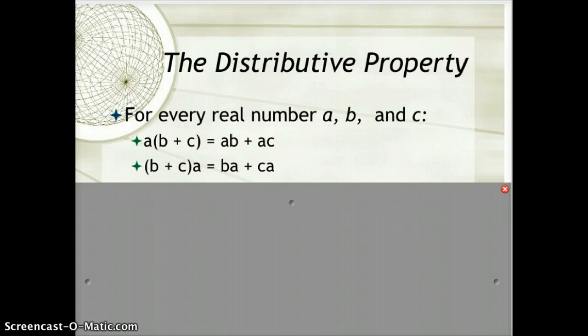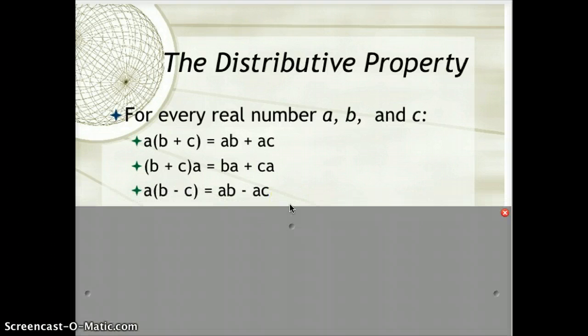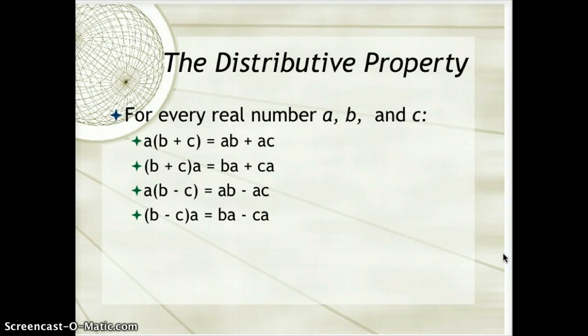And this also works when there's subtraction in the middle of the parentheses. So A times the quantity B minus C equals AB minus AC. And the quantity B minus C times A equals BA minus CA.